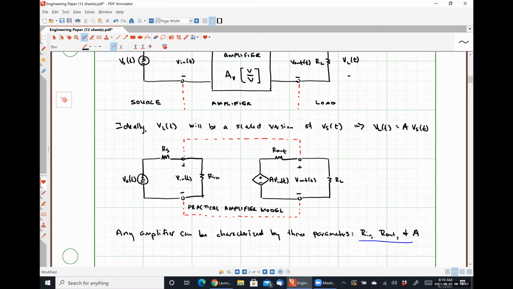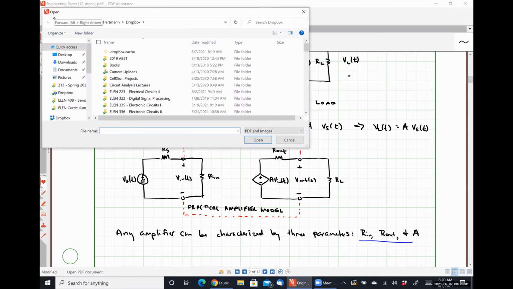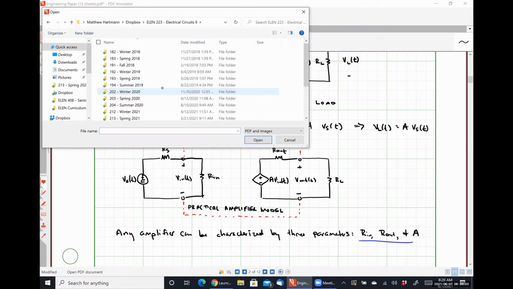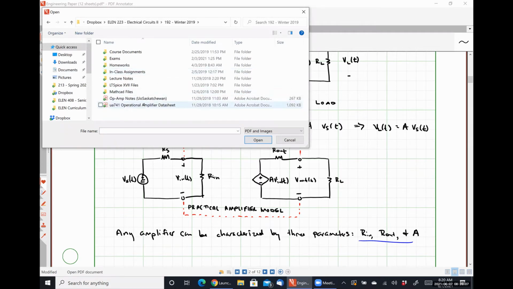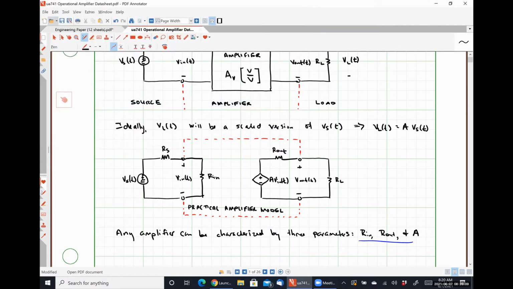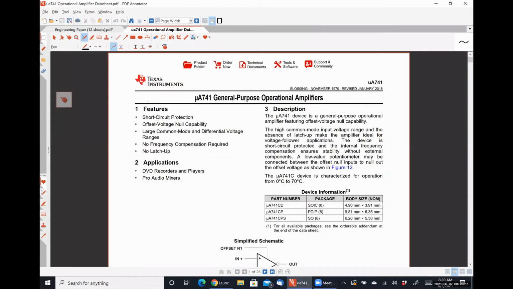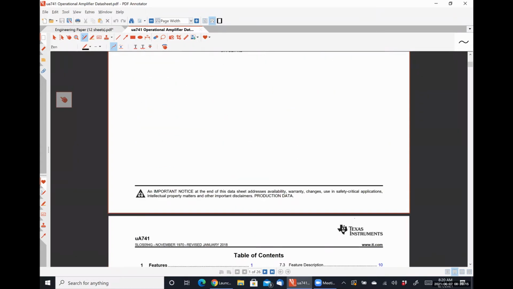All right, so before we move along here, I want to open up another file real quick if I can find it. This is the data sheet for a very commonly used general purpose amplifier.